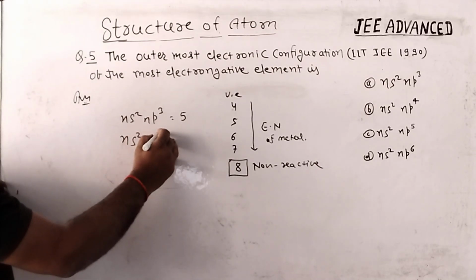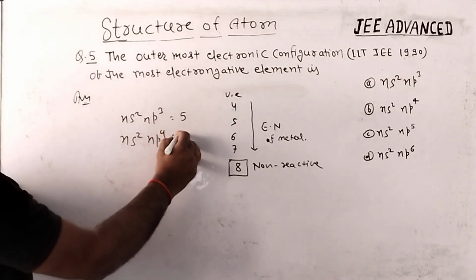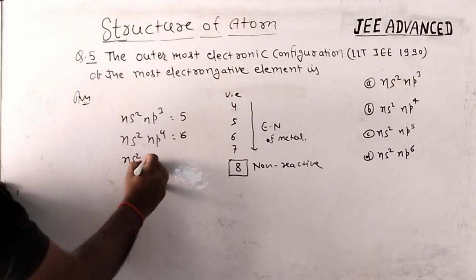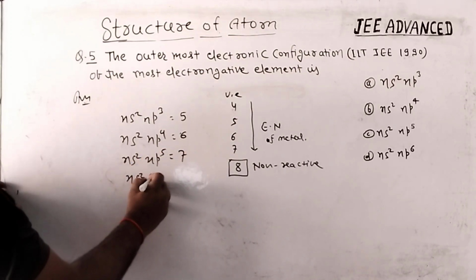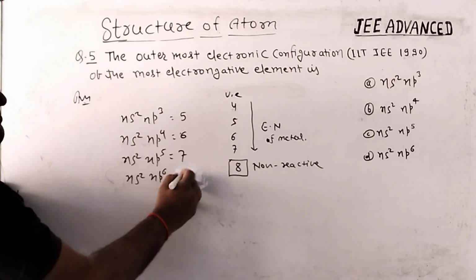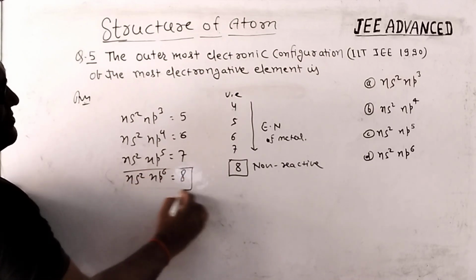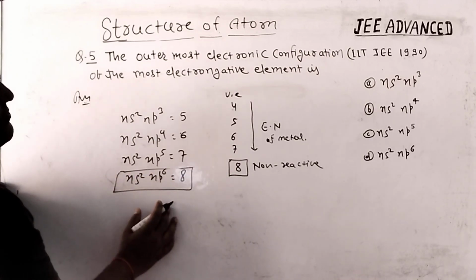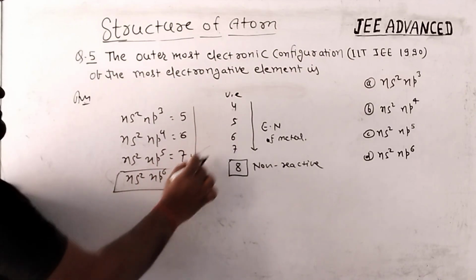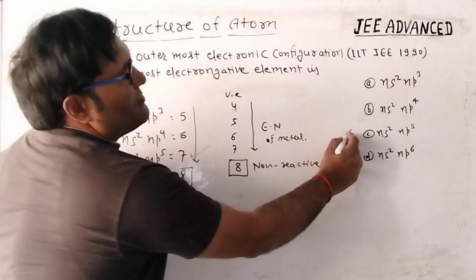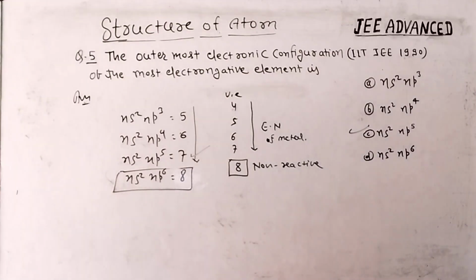ns2 np4, 4 plus 2, 6. ns2 np5, 5 plus 2, 7. ns2 np6, 6 plus 2, 8. So this is a non-reactive last shell configuration, and from top to bottom electronegativity increases. So due to the presence of 7 electrons, option C is correct. You can take a screenshot.